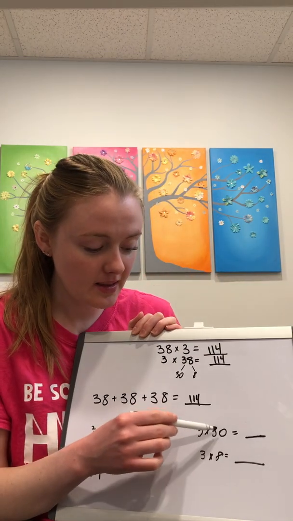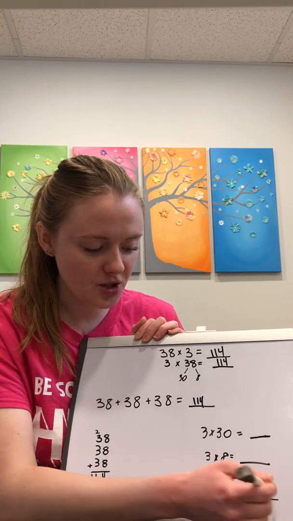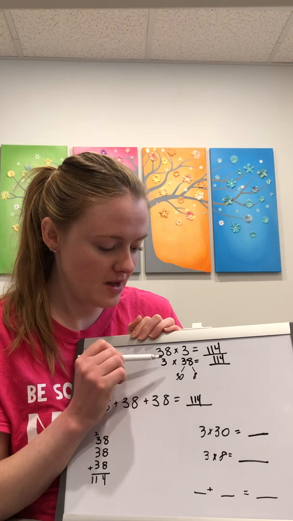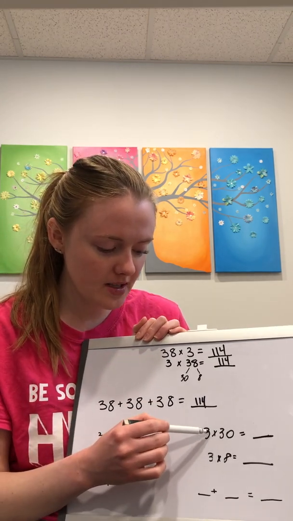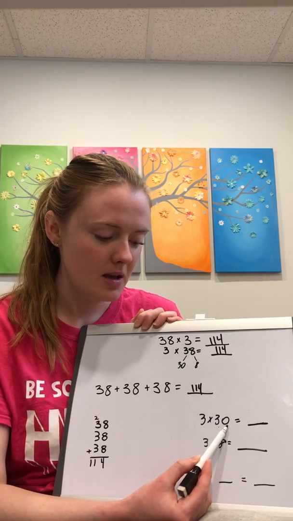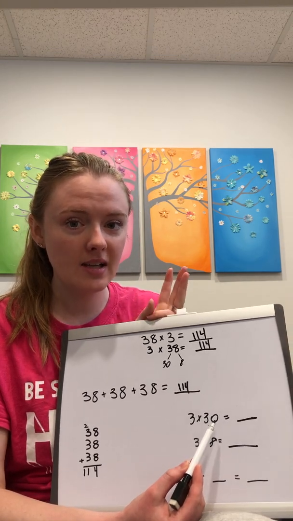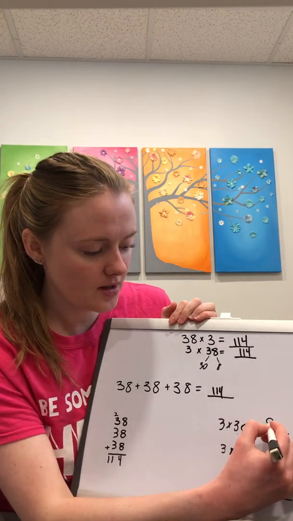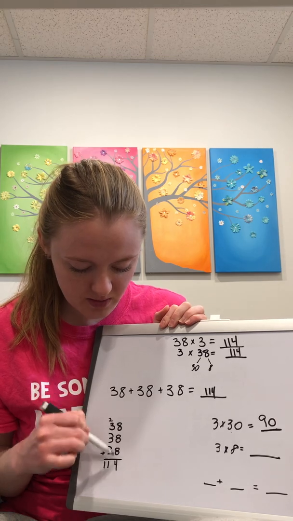Then at the end, if I add both of those numbers together, I should get the answer to 3 times 38. I know that 3 times 3 is 9, but I can't forget about that 0. So instead of going 3, 6, 9, I could go 30, 60, 90. So this would equal 90. 3 times 8, I already know was 24.